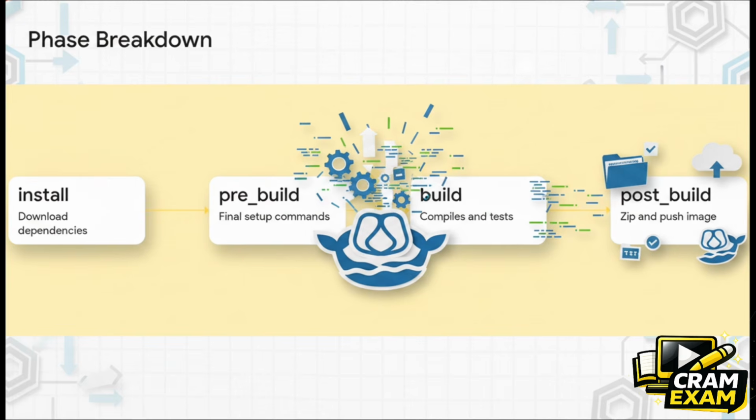This is where the heavy lifting actually happens. Your code compiles, your Docker images are built, and your automated unit tests execute. Finally, we reach the post-build phase. Here, you add the finishing touches. You might zip up the output files or push your newly built Docker image directly to the registry.